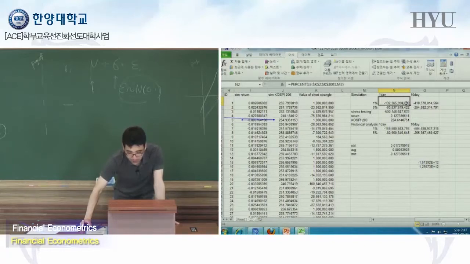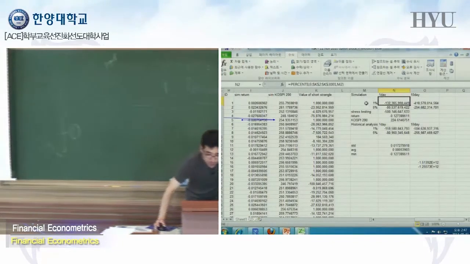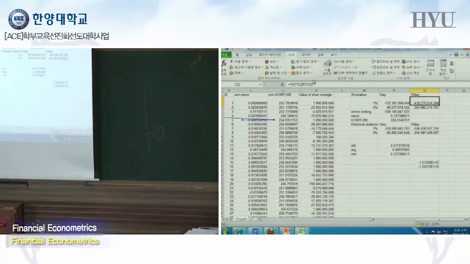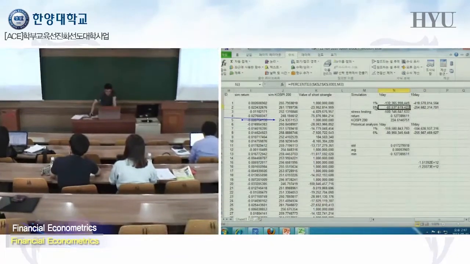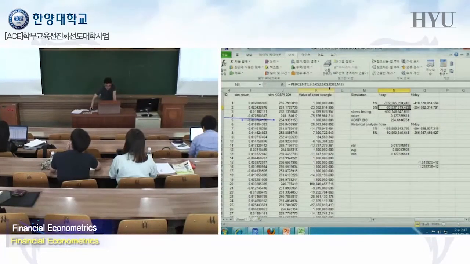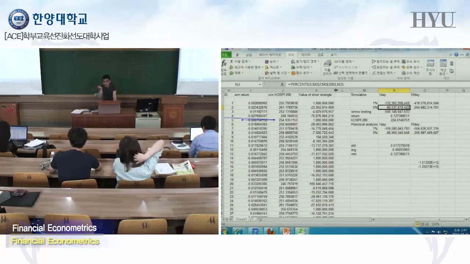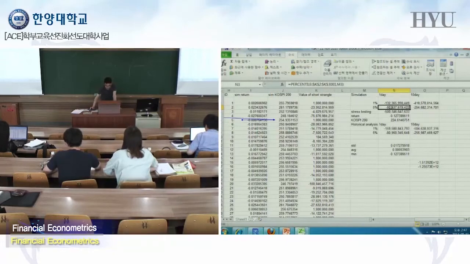So from this analysis, I can calculate the 1 day 99% value at risk, and we multiply by root 10, and what I get is the 10 day 99% value at risk. Here I find the 5% critical value in 1 day, which is the 1 day 95% value at risk, and I multiply by the square root of 10, so it is the 10 day 95% value at risk.